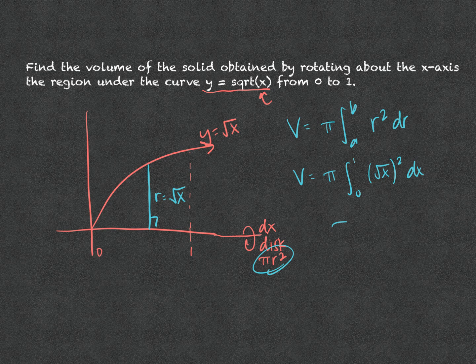Now this isn't a very difficult integral. Pi, the integral from 0 to 1. The square root of x squared is x dx. So we're going to bring down the pi. When we integrate x, we get 1/2 x squared from 0 to 1.